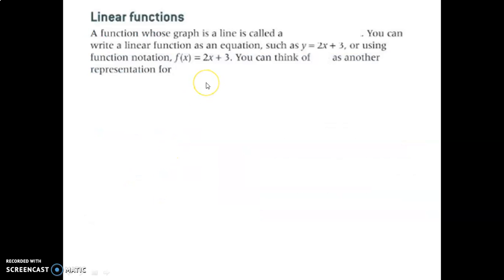Okay, now linear functions is the next step we're going to take here. So a function whose graph is a line is called a linear function. That makes sense? You can write a linear function as an equation, such as this, or using function notation like this. So we know already we have equations and we have function notation. You can think of f of x as another representation for y.